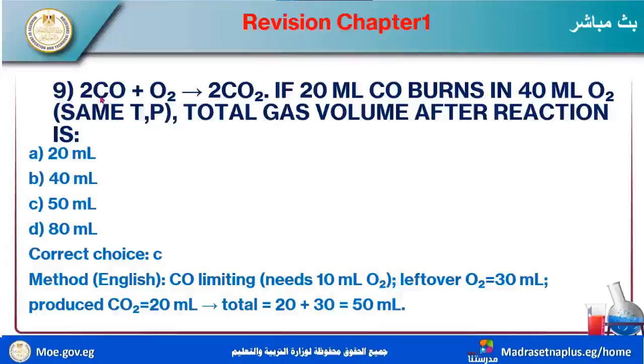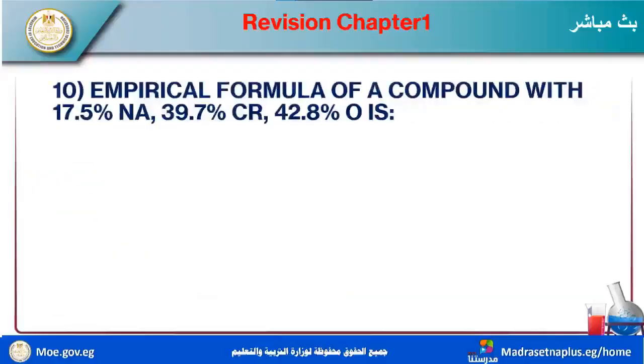Carbon monoxide is totally consumed. Oxygen, we have 30 mL remaining, and carbon dioxide is 20 mL. So 30 mL remains from oxygen and 20 mL of carbon dioxide is produced, so the total is 50 mL. This is the correct answer in this reaction.